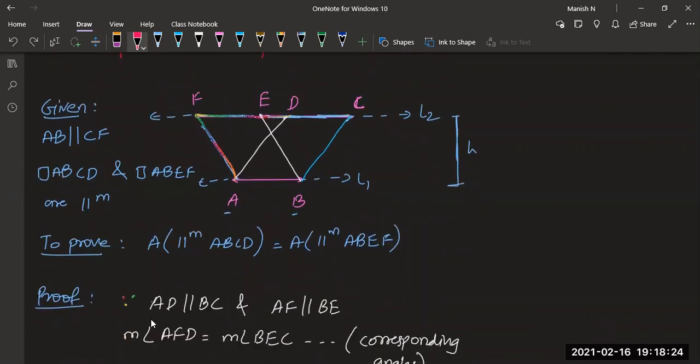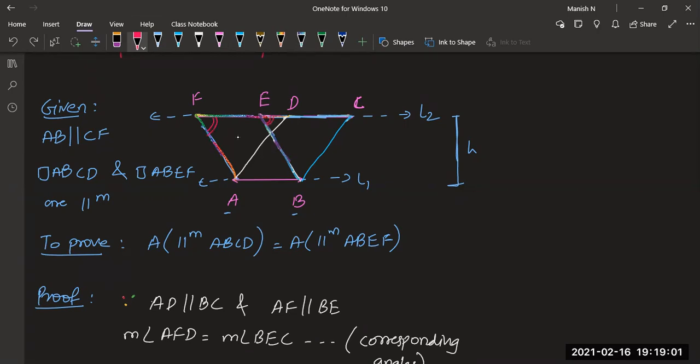We said that since AD and BC are parallel, and AF and BE are also parallel, as you can spot in the diagram, these both are parallel because it is given that ABEF is a parallelogram. So we would say measure angle AFD, as you can spot here in the diagram, should be equal to measure angle BEC.